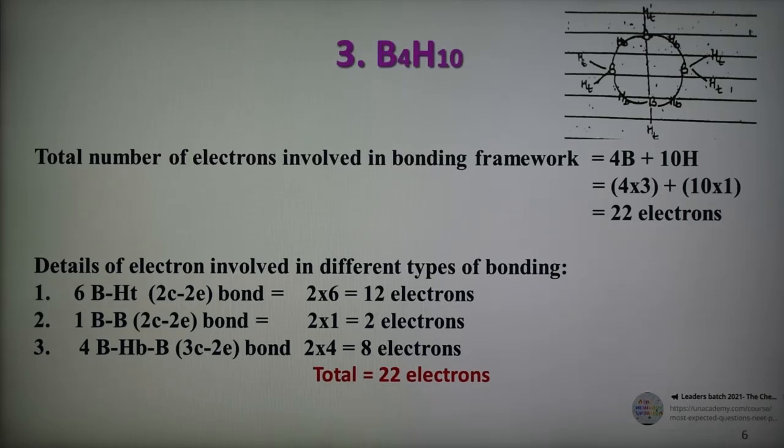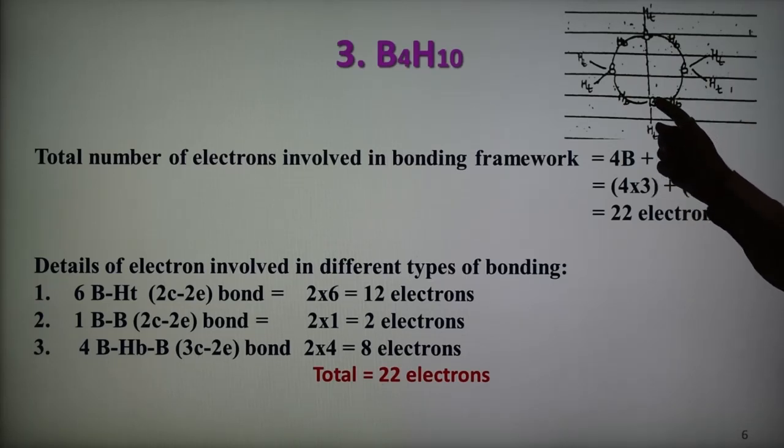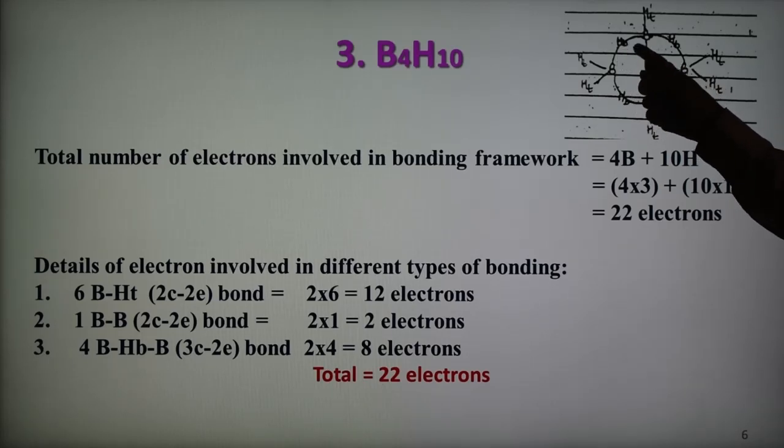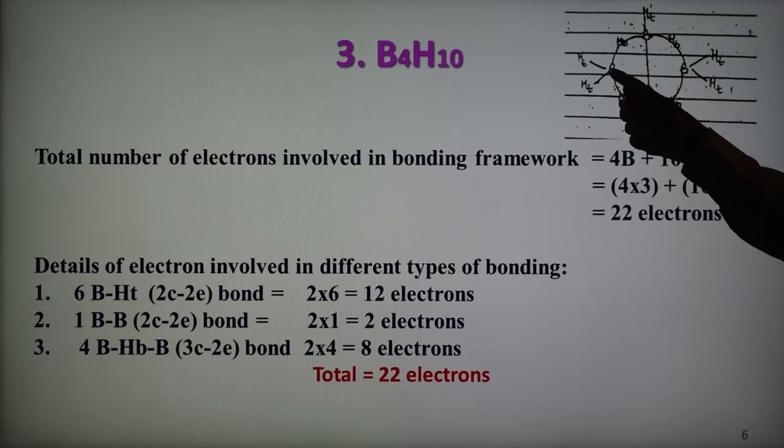So here the structure of B4H10 is shown. This is the structure, boron 1, 2, 3, 4. So these are the 4 types of boron, and here 4 borons are arranged, 1, 2, 3 and 4.